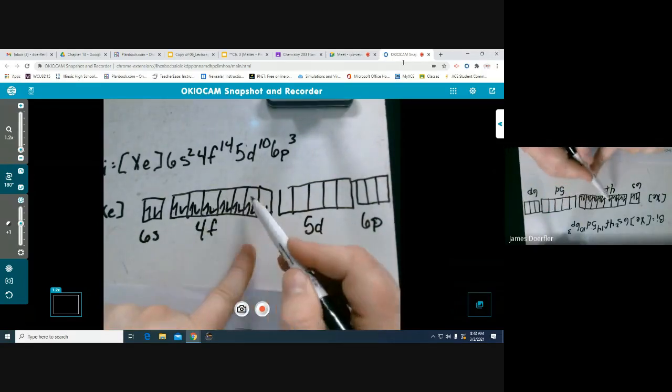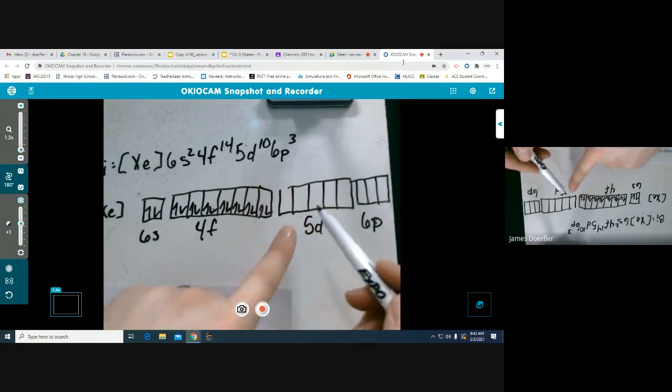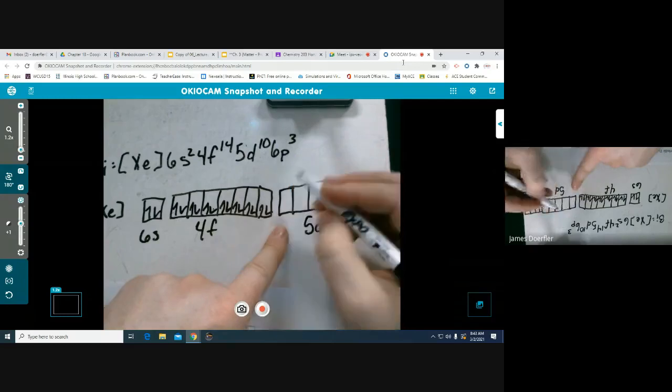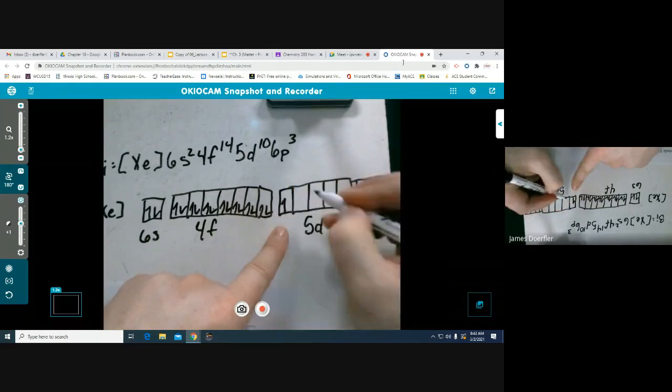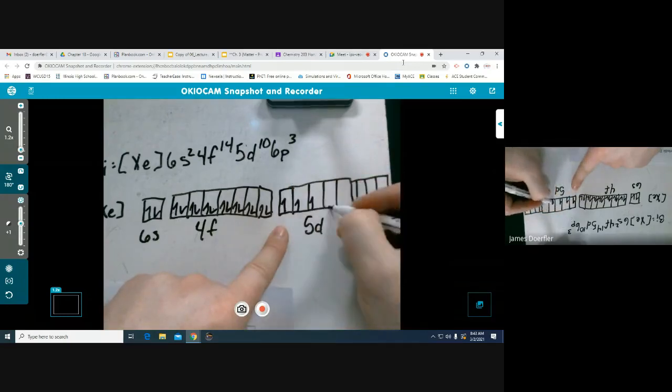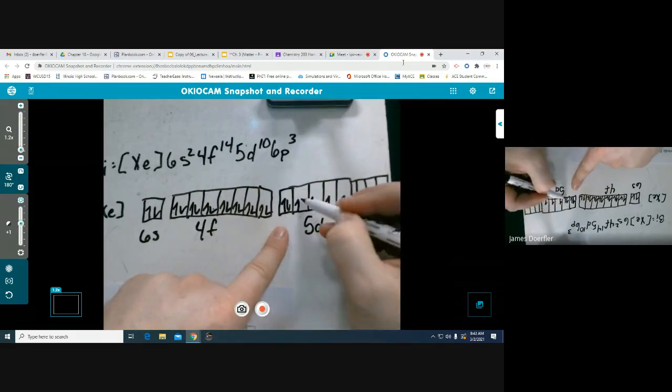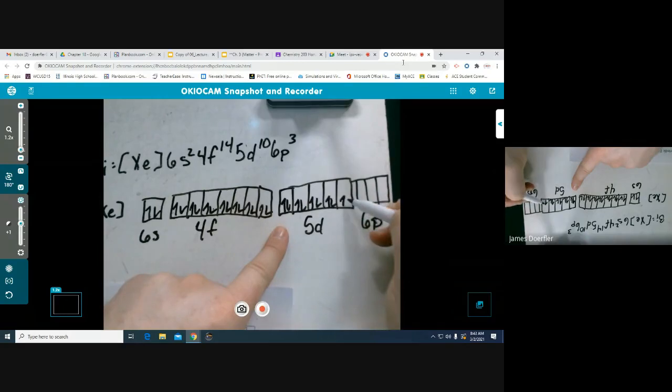Every box so far has 2, so that allows me to go into the next one. Again, I've got 10 electrons I have to deal with. Put all ups first. Once everyone in the D block has it, go back to the beginning. Put down arrows.